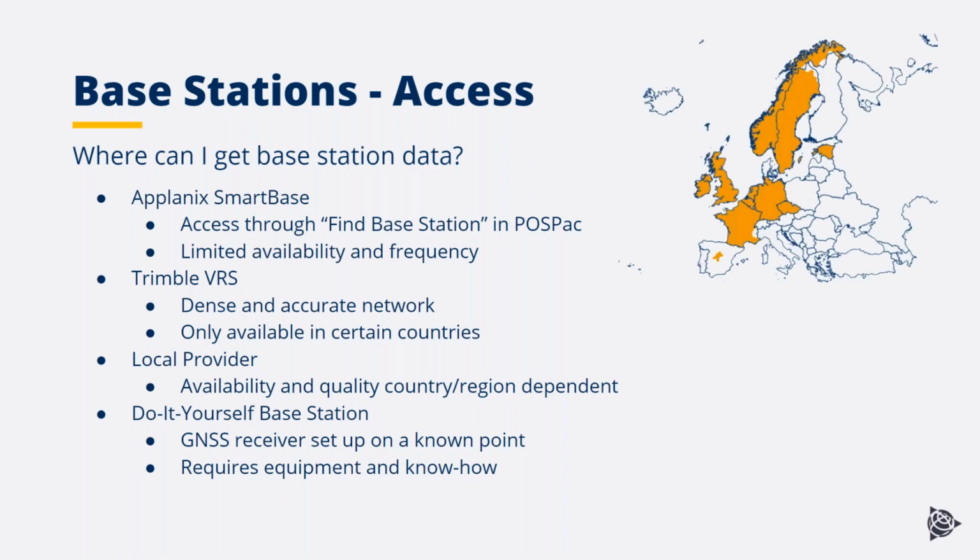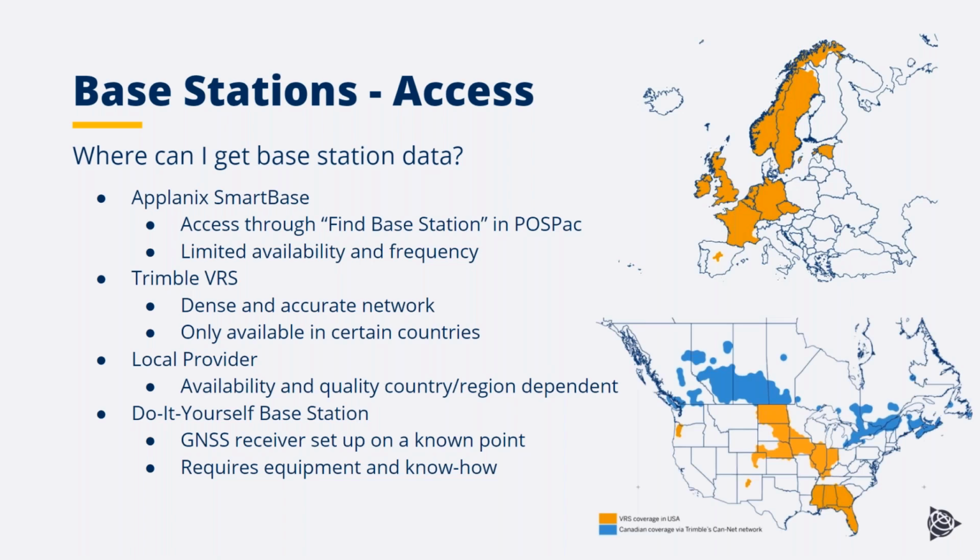If we think about the Trimble VRS network, I can show a couple images. On the top is Europe. The places in orange are covered by Trimble-owned network. Also, there are some countries where there is a network based on Trimble technology, but it's not owned by Trimble. And in the bottom, it's the same image for Canada and USA. So there are some states which are nicely covered in USA and also some regions in Canada, but not everywhere.